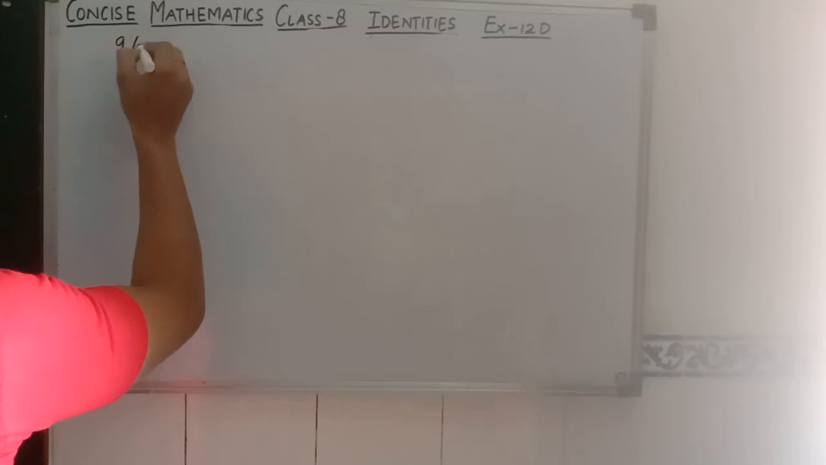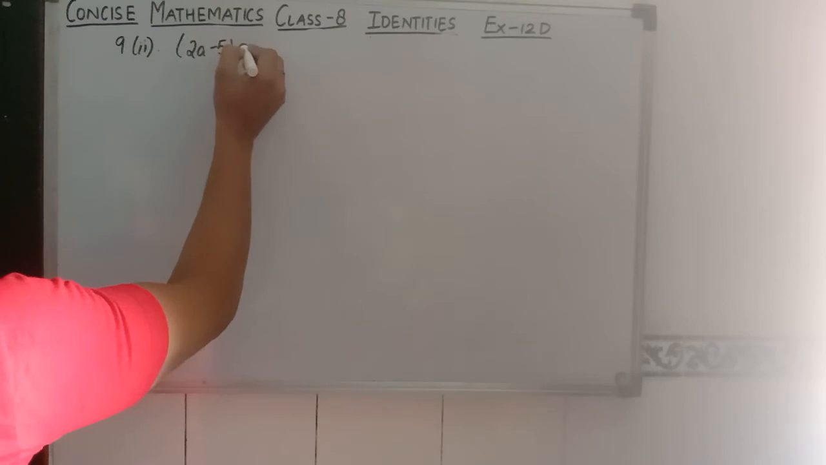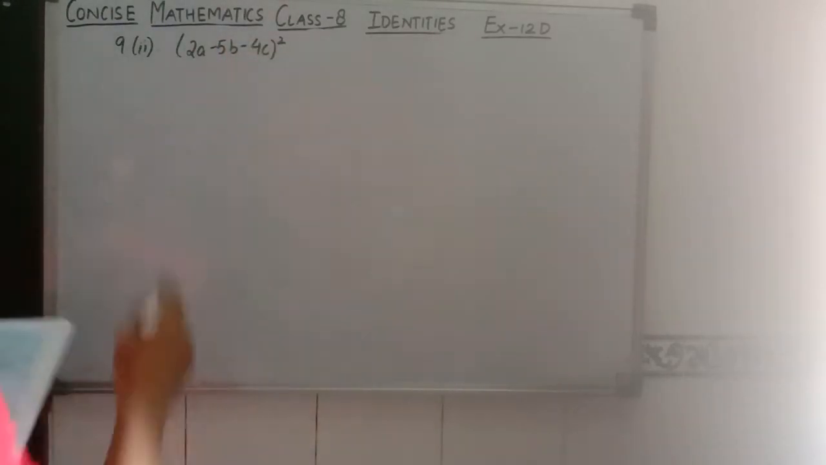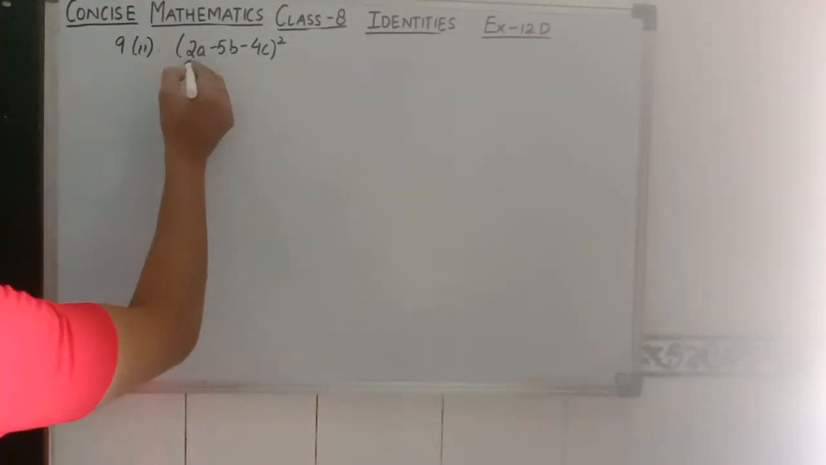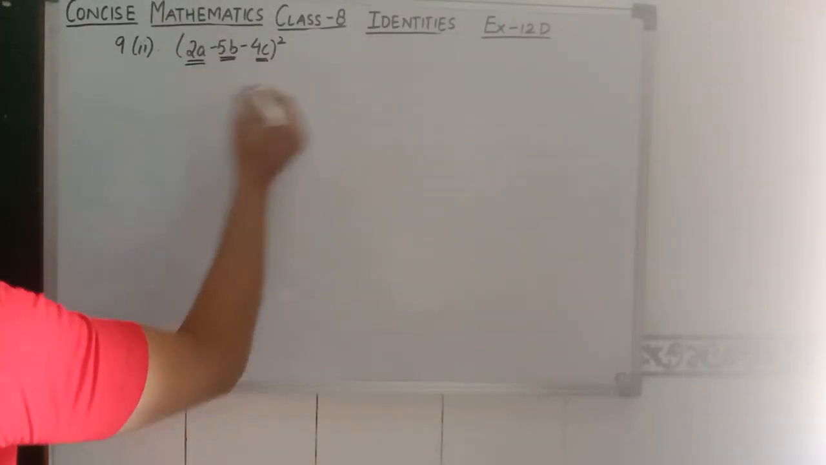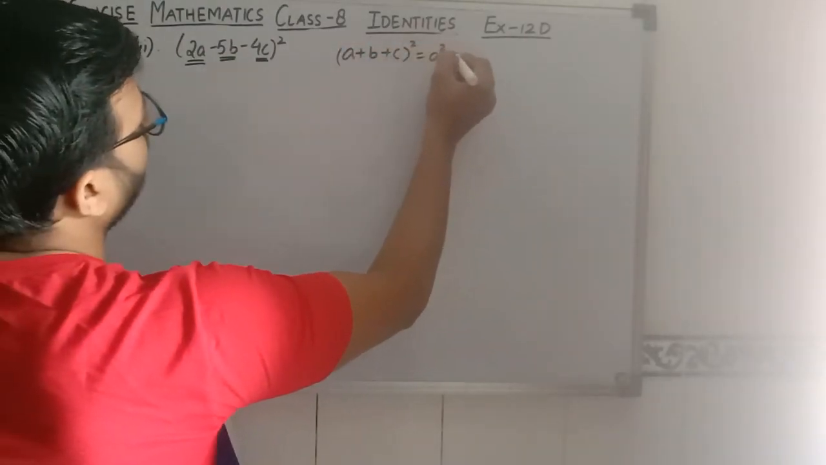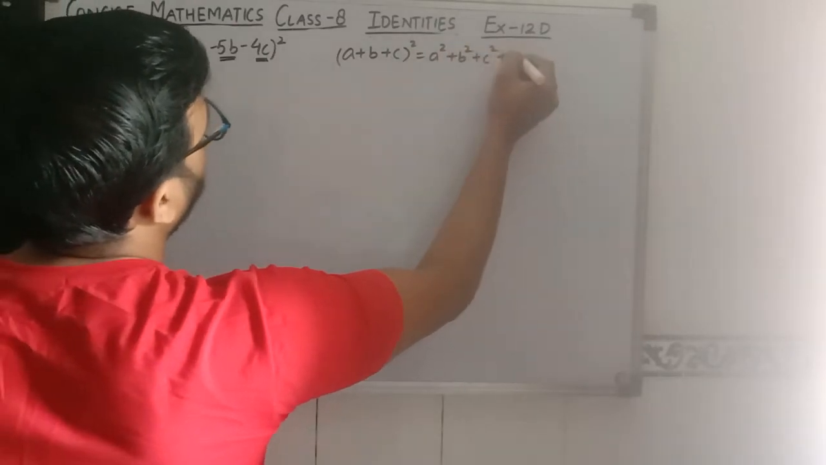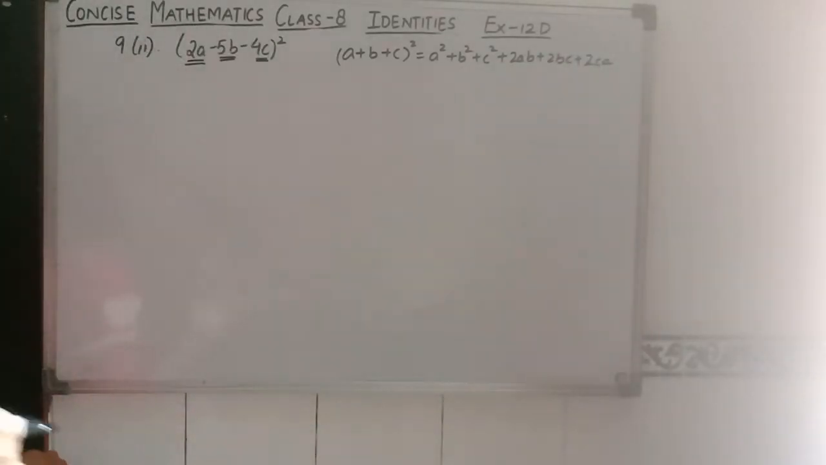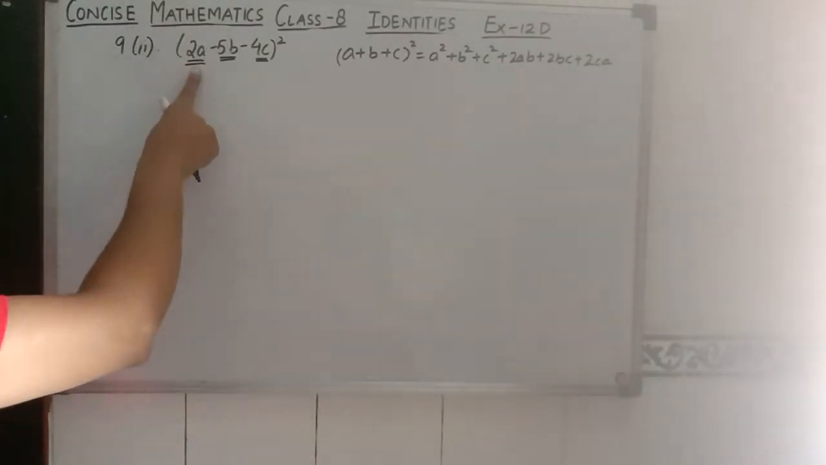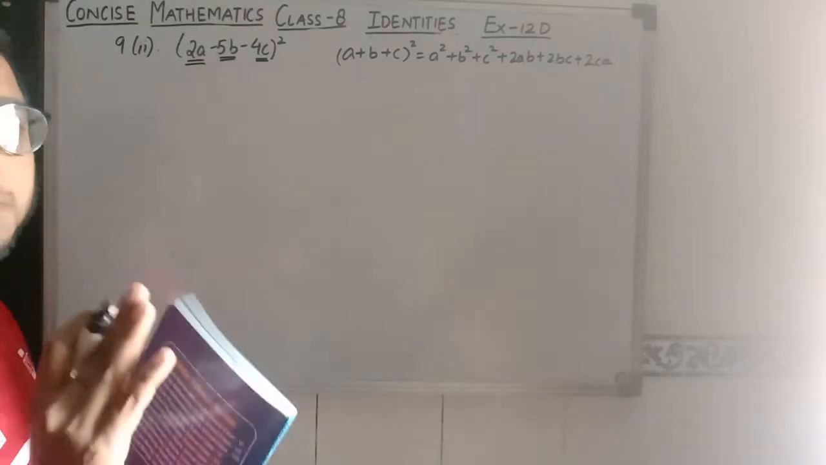In question number 9, the second part is saying 2a minus 5b minus 4c, up to the whole square. Now this is a trinomial whole square, so we have to apply a different identity. This is acting as a, this is acting as b, this is acting as c. So observe it carefully. a plus b plus c whole square is equal to a square plus b square plus c square plus 2ab plus 2bc and plus 2ca. You have to make some changes. In the place of a, you will place 2a. In the place of b, you will place minus 5b. In the place of c, you will place minus 4c.